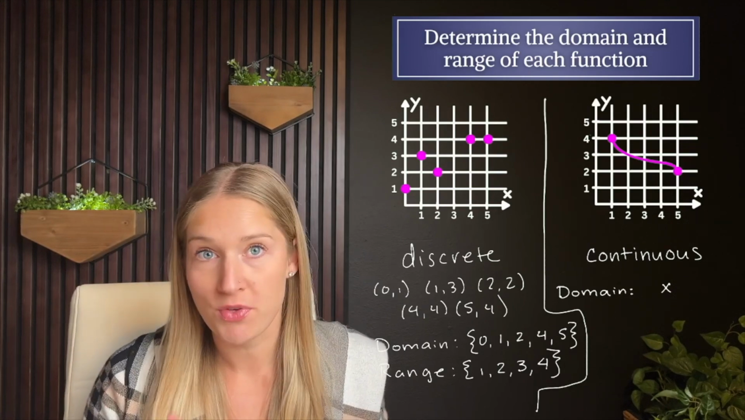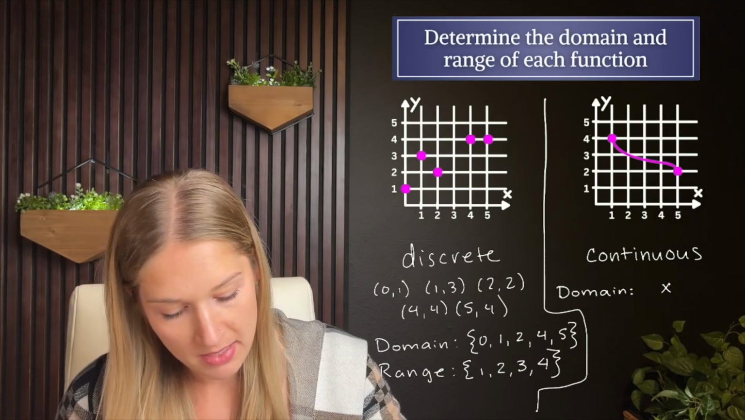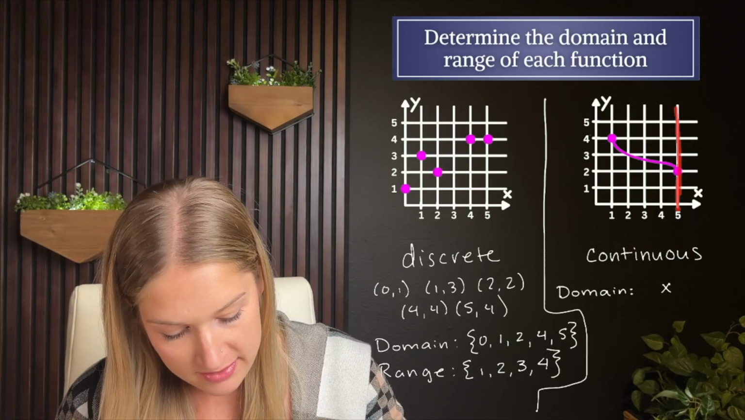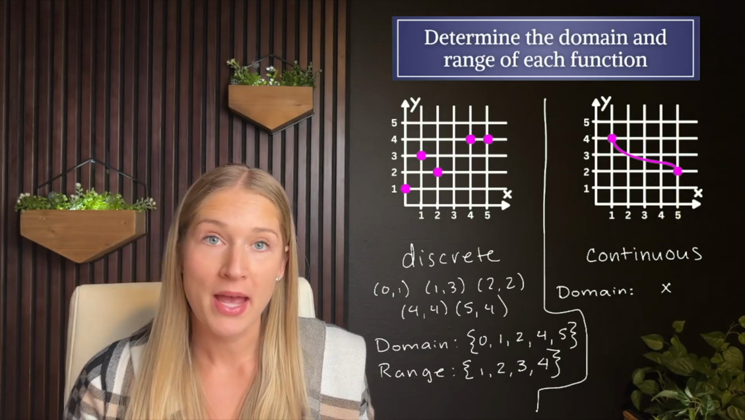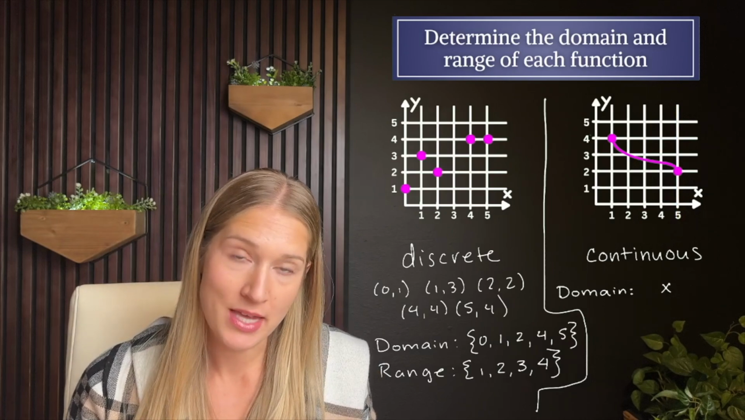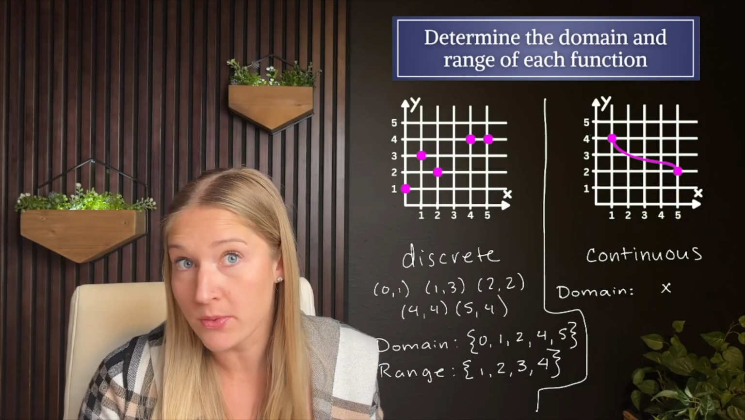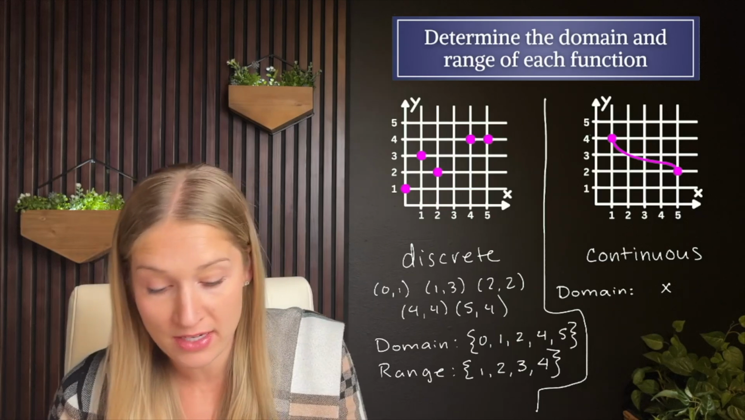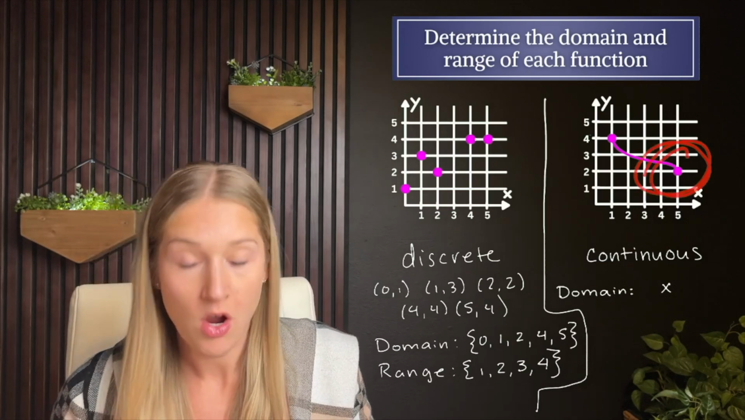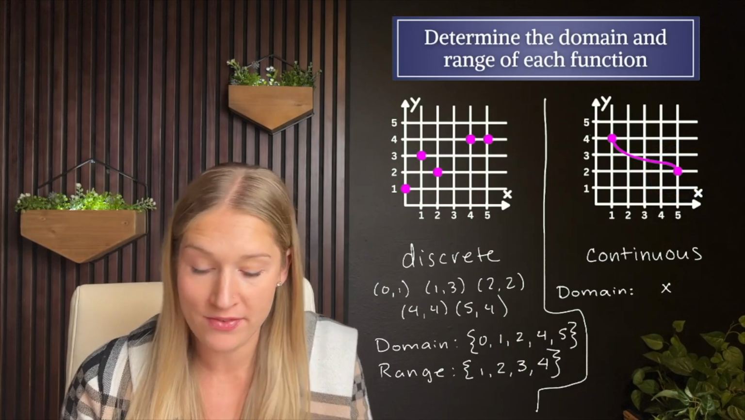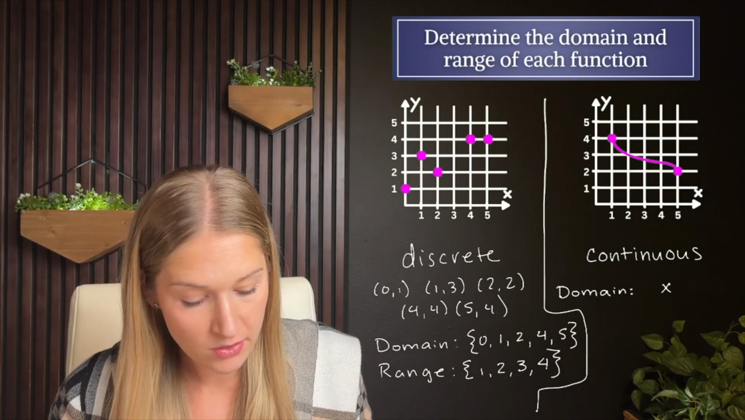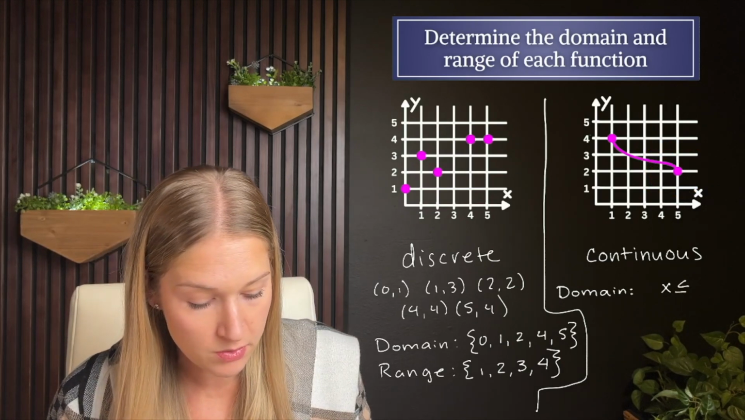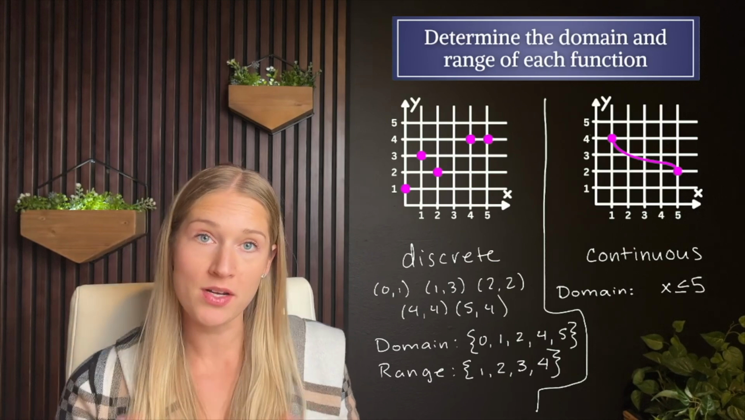So let's first start with where they end. When I look at my x's, I see that my graph ends at 5. So any x value that I use has to be less than or equal to 5. And I know it can be equal to because I actually have a dot right here on 5, so I know that 5 is allowed. So x has to be less than or equal to 5. Perfect. That's one boundary.